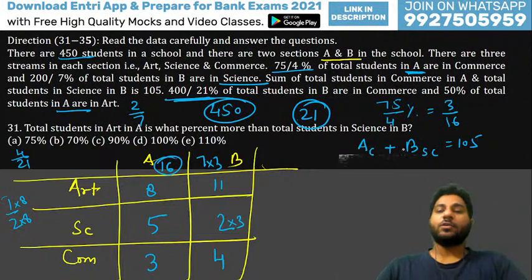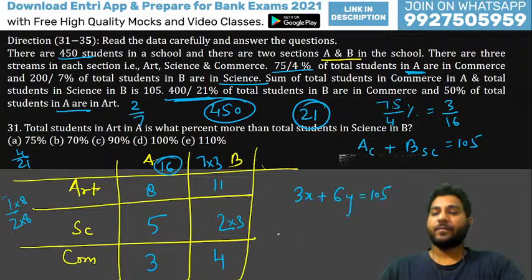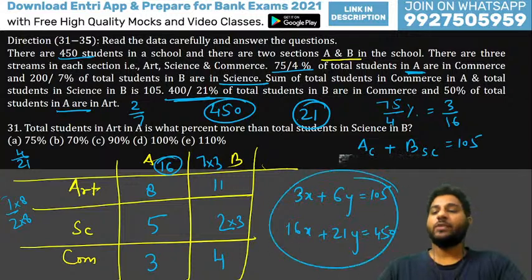So we have got two pieces of information. Look at this, A section's commerce students, that means this ratio will be in x. Commerce 3x plus science student from section B 6y has to be equal to 105, and the second one is 16x plus 21y has to be equal to 450. So we have got the two equations, so we can figure it out easily.